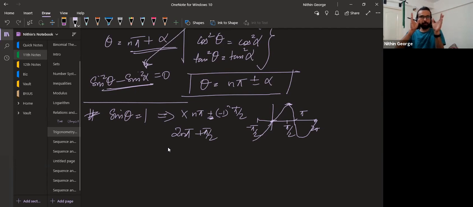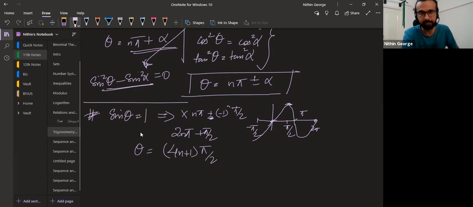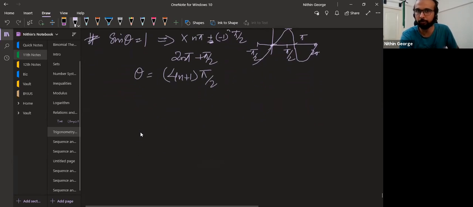Within 0 to 2 pi, 1 happens only at one place, at pi by 2. So the next 2 pi units, from 2 pi to 4 pi, also will happen at 2 pi plus pi by 2. There 1 will happen, nowhere else. So you can rewrite this as (4n plus 1) pi by 2. That's all I wanted to show here. Sine theta is equal to 1, you can remember it as theta equal to (4n plus 1) pi by 2. If sine theta equal to minus 1, what happens? Theta is equal to (4n minus 1) pi by 2.